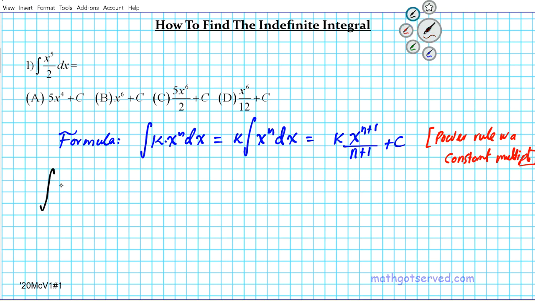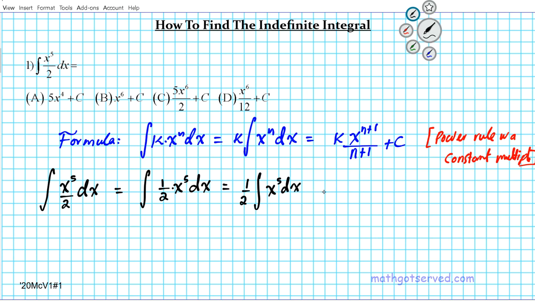So we're finding the indefinite integral of x to the fifth over 2 dx. Note that this can be written as the integral of 1 over 2 x to the fifth dx. These two mean exactly the same thing, okay? So what does this format illustrate? Well, we have a constant multiple, namely 1 over 2. So let's go ahead and factor out that constant multiple. We have 1 over 2 times the integral of x to the fifth dx.